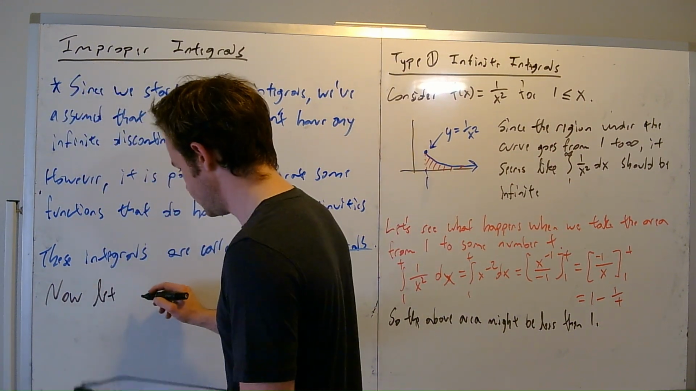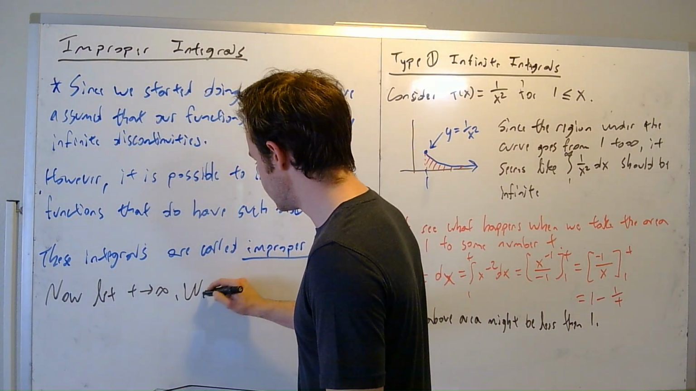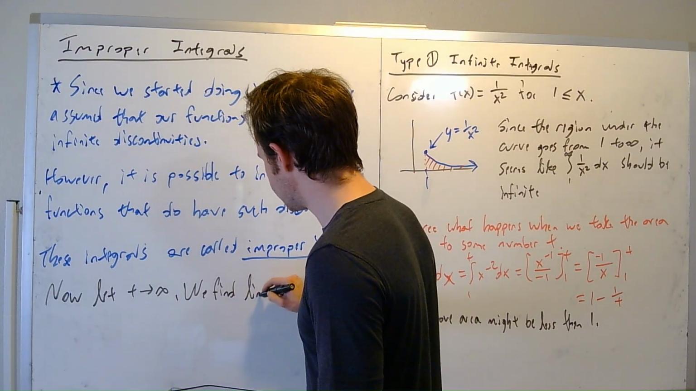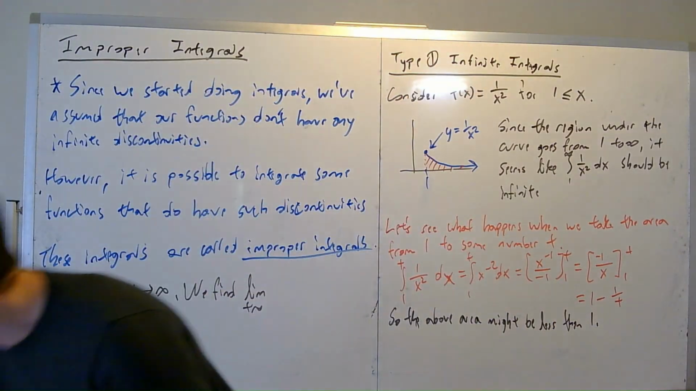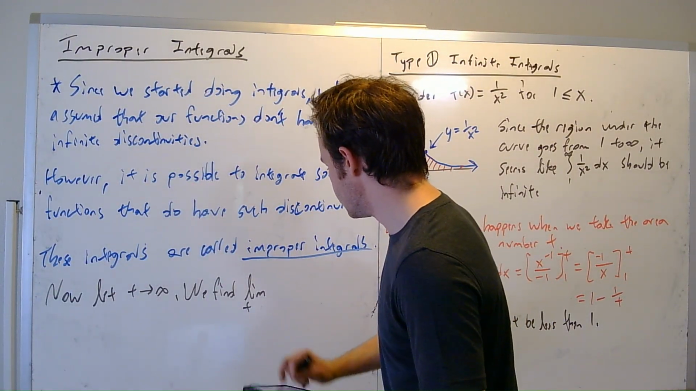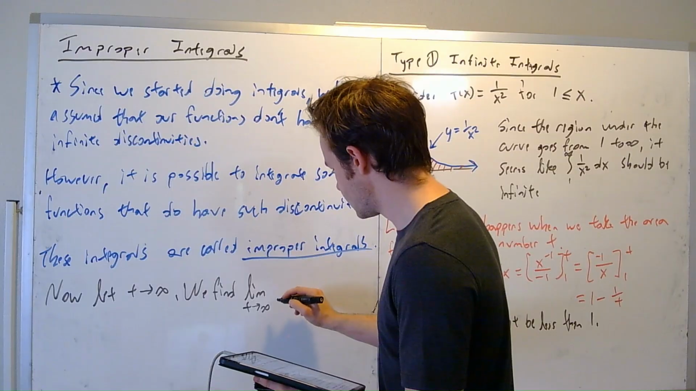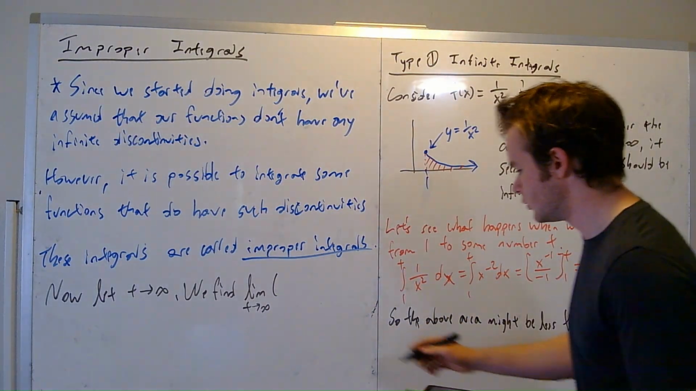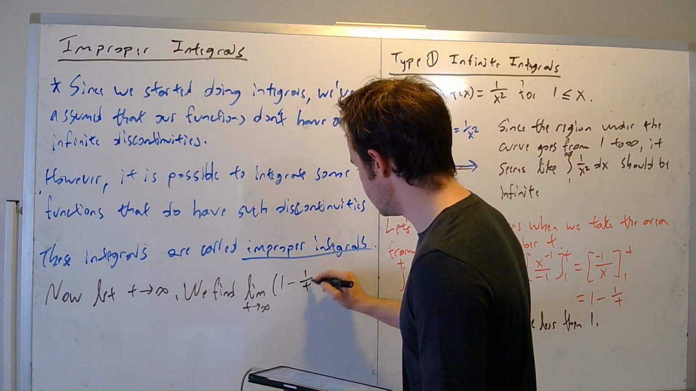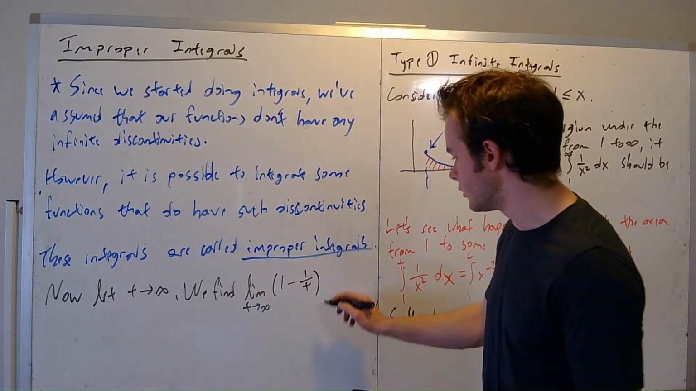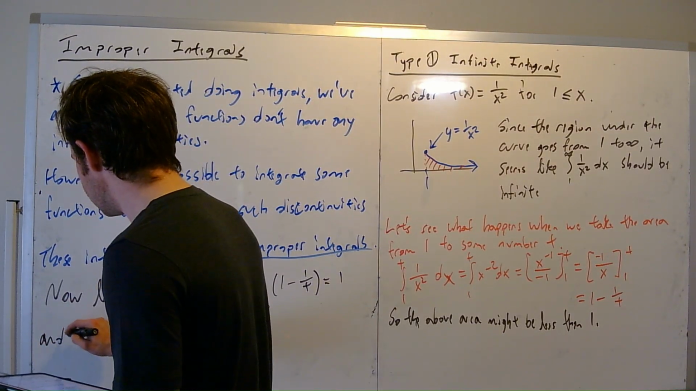let t go to infinity. We find the limit as t goes to infinity. Sorry, I miswrote this. The limit as t goes to infinity of whatever our answer was, which is 1 minus 1 over t. And if t is going to infinity here, then this limit is 1. So we can write, and we write.